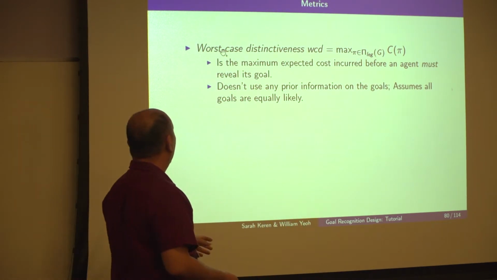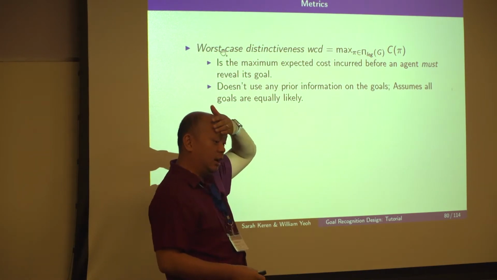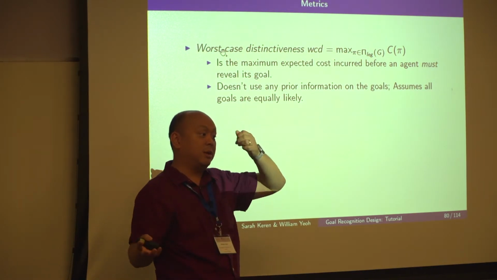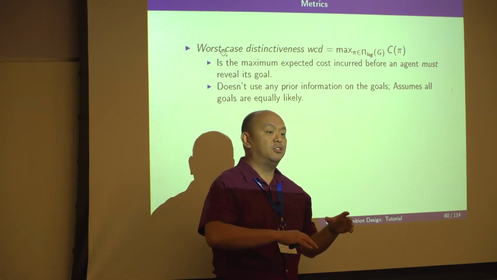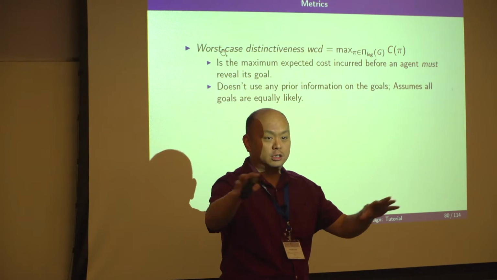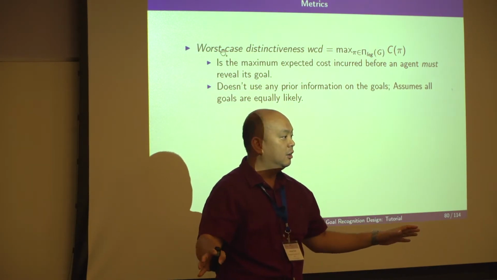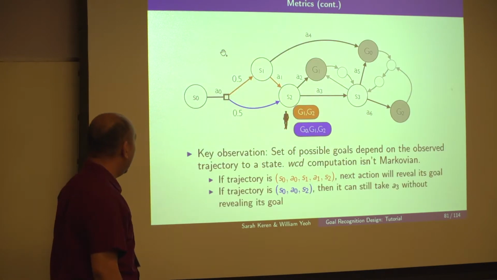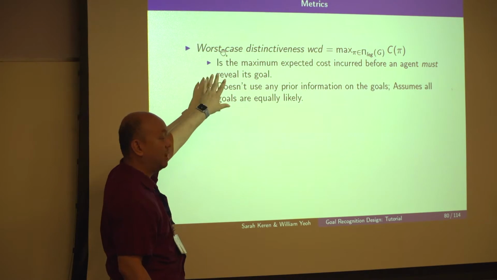All right. So the WCD here, the key note that you have already talked about, and Sarah has mentioned as well, is that this is measuring the worst case. It doesn't differentiate the different goals of the problem. It treats all goals as equally important, equally likely. And we'll talk about a different metric later on that generalizes this.